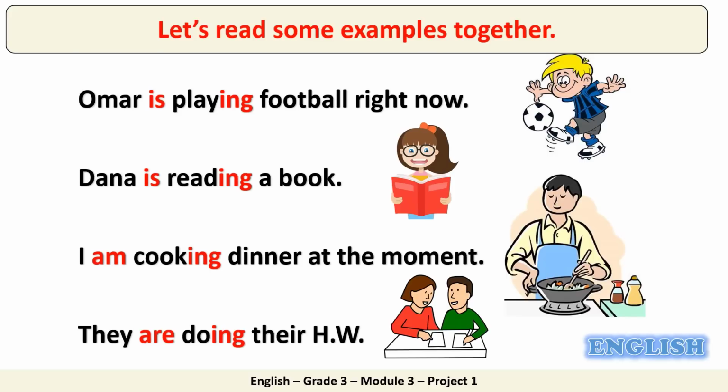And now let's read some examples together. Omar is playing football right now. Dana is reading a book. I am cooking dinner at the moment. They are doing their homework. Did you notice how we formed present progressive? Excellent. Now pause the video and try to read the examples by yourself.